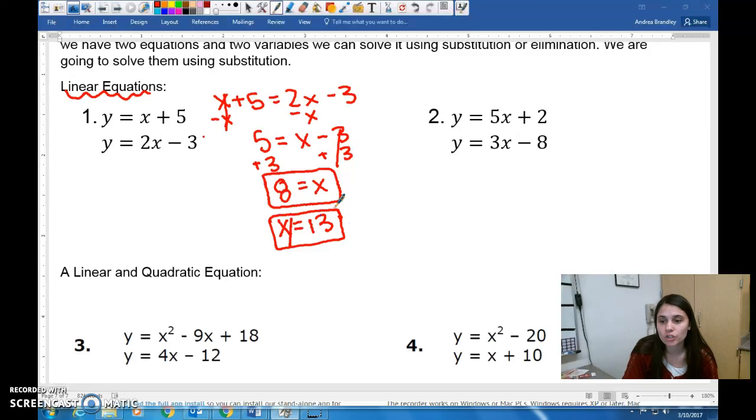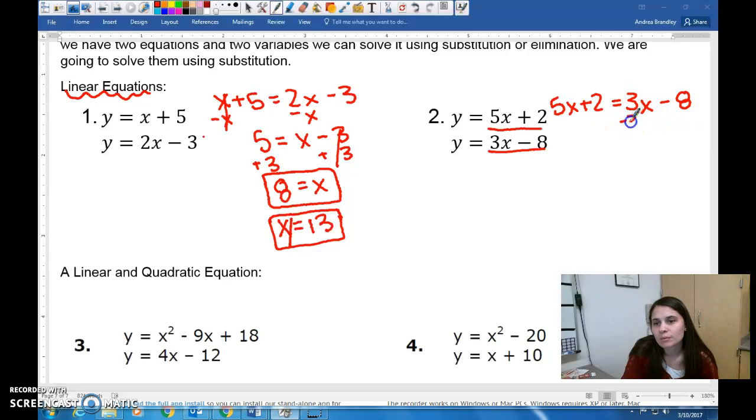It's also a really good way to check your answers. If you plug it into both equations, you should get the same answer both times, and if you don't, then you know you did something wrong. So if I look at number 2, it's the same idea. y equals this and this, so those two things have to equal each other.